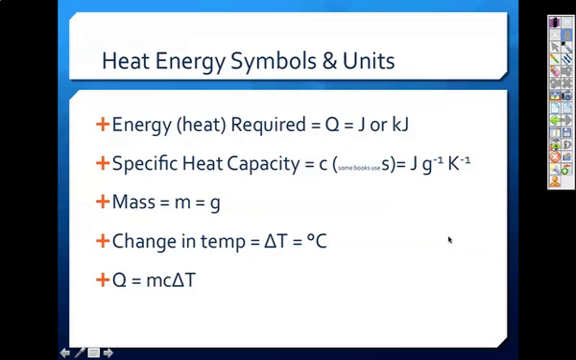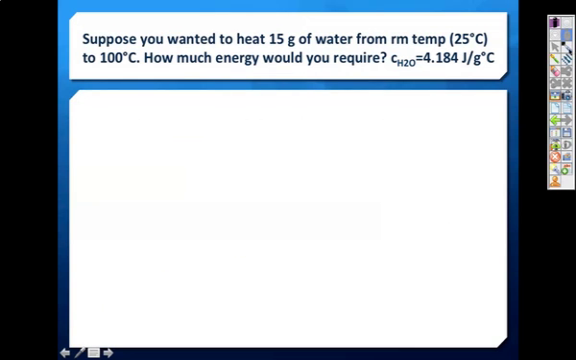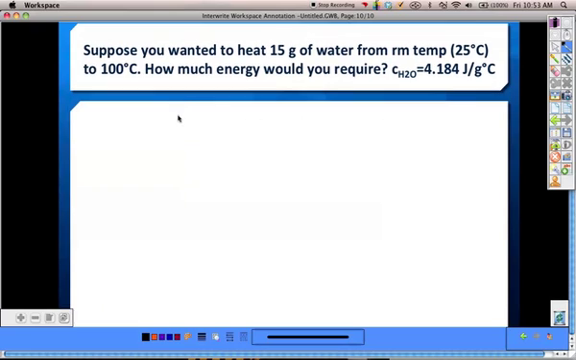Let's try our first problem. So we know that we're going to be dealing with one of these equations, so I'm going to start out just by writing the equation. Q is equal to mc delta T. And now we can read through and figure out what parts of this we have. So it says, suppose you wanted to heat 15 grams of water. So grams, we said, was going to be measuring mass. So there's my mass value, from room temperature, which is normally approximately 25 degrees Celsius.